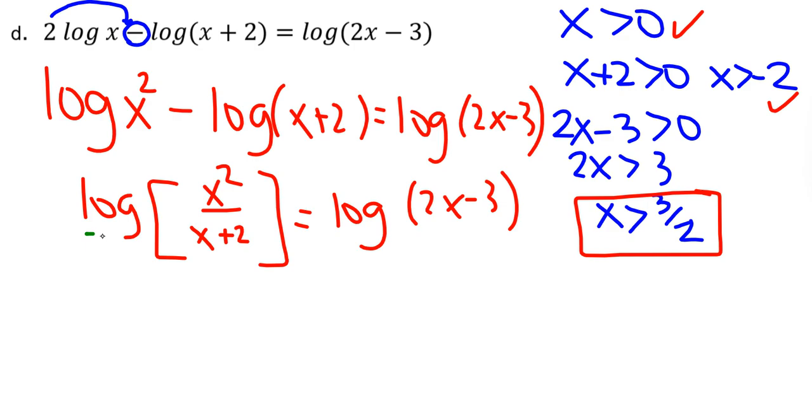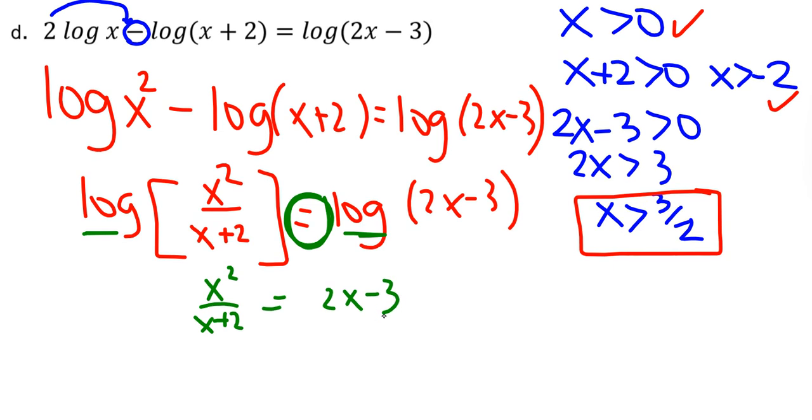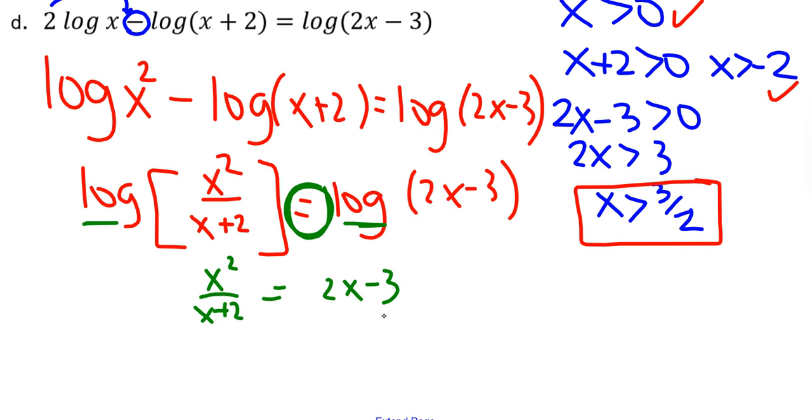So since we have log on both sides and since they are equal on both sides, the only way that could be possible is if the arguments themselves were equal. So we have this nice rational equation. So now we're back to 20-1, solving rational equations.